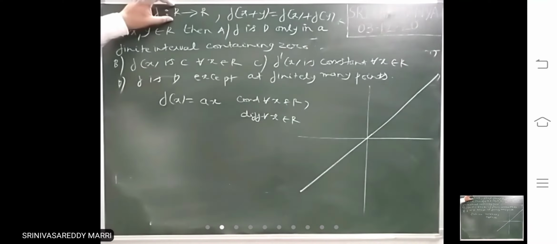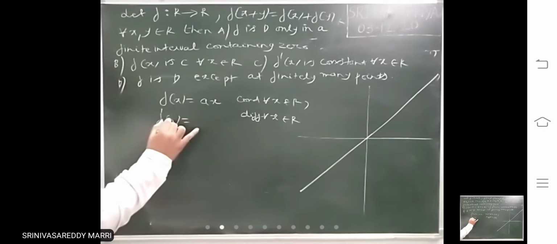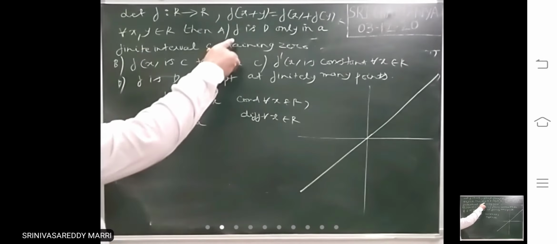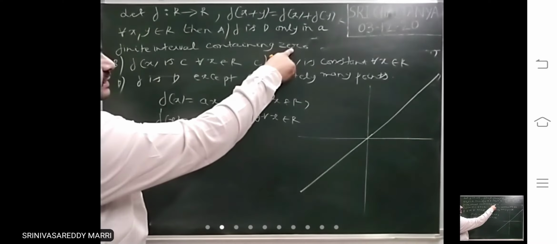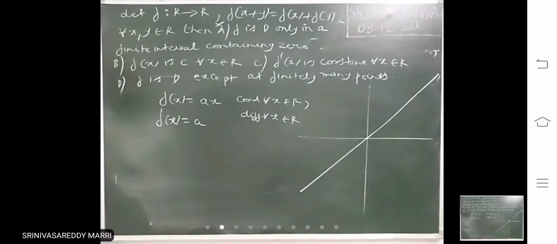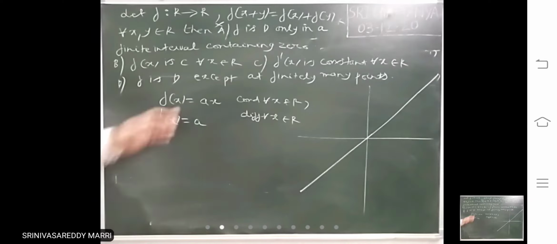Domain is R, given, right? Because f dash will always exist. If you find f dash x, what is that? A, constant. So look here, what he has given: f is differentiable only in a finite interval containing 0, not in a finite interval. It is differentiable everywhere. This is wrong.